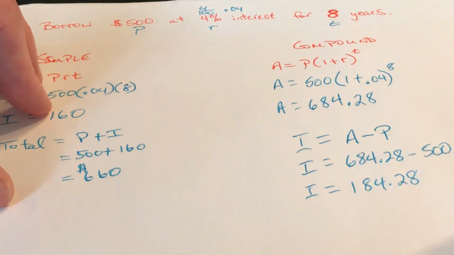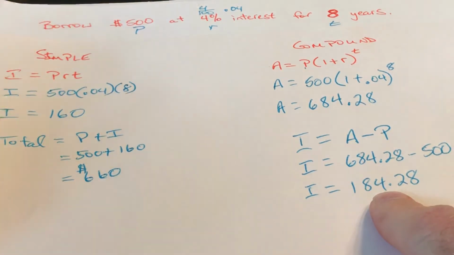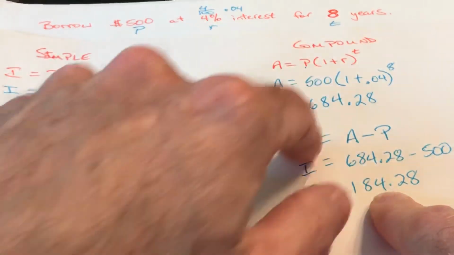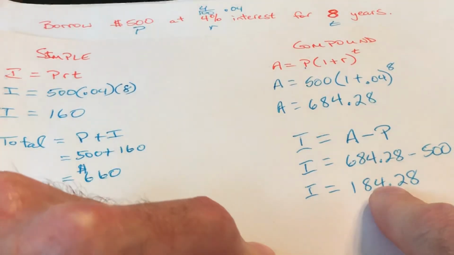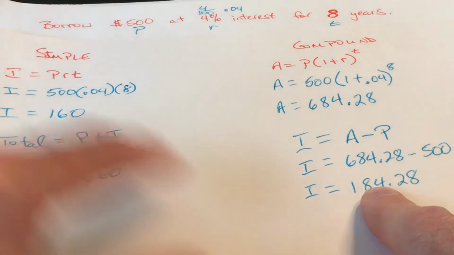$184.28. And you can see with the compound interest, anything that you borrow or deposit for more than 1 year, your compound is going to have a higher total and a higher interest than your simple.